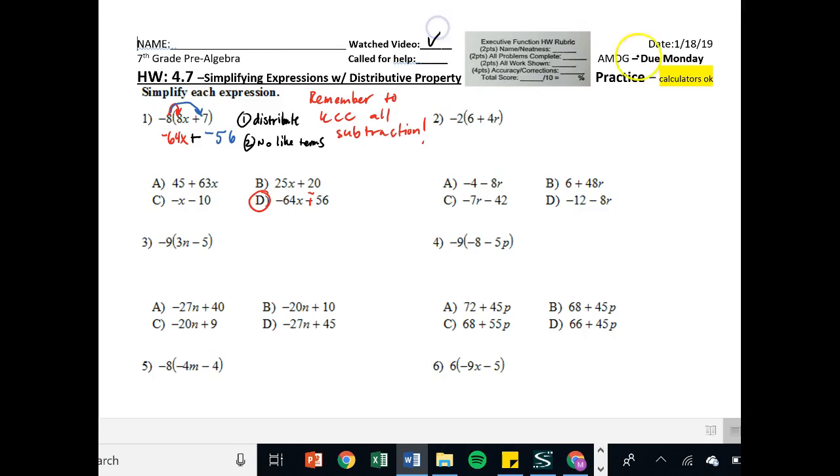You watch the video, go ahead, check off. Calculator's okay. This is due Monday. Please make sure you show your work. Remember to KCC all subtraction. This is two steps, right? You're going to distribute, and then you're going to see if there are like terms.